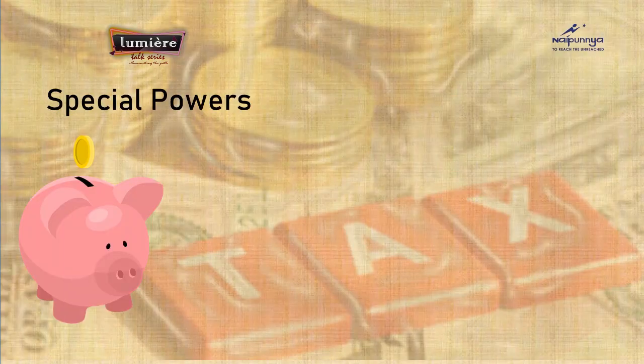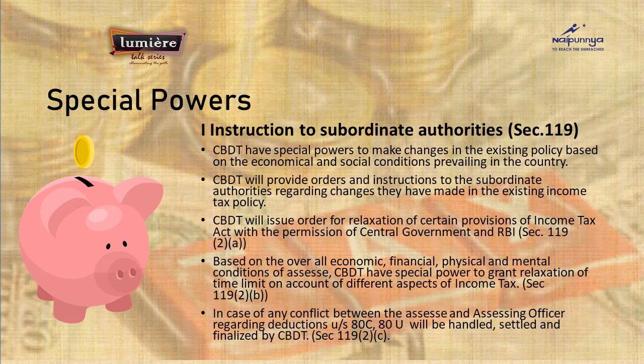Now we can discuss the next category of powers. They are special powers. The first one is instruction to subordinate authorities, which is under section 119. That means the CBDT has the power to make changes in the existing income tax policy based upon the economic and social conditions prevailing in the country. So based upon the current economic and social condition, CBDT, or Central Board of Direct Taxes, will make amendments in the existing laws, and those amendments will be communicated to the subordinate authorities for the proper execution.